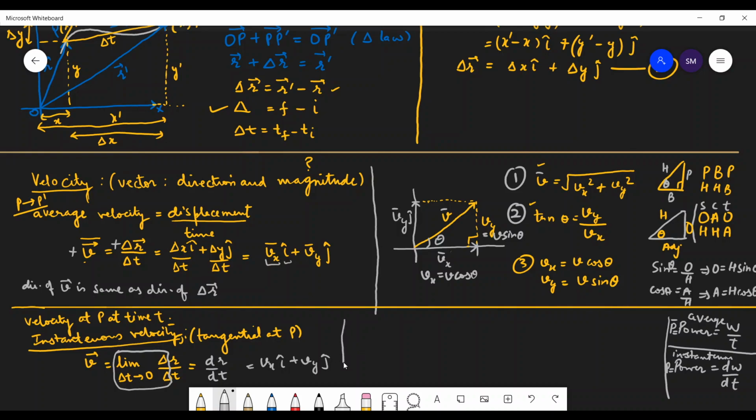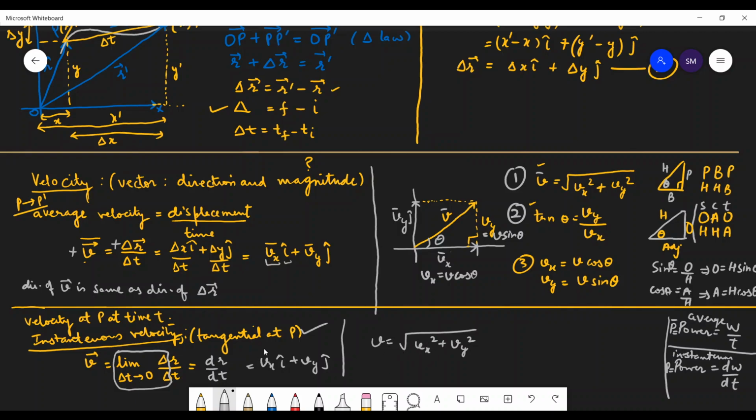Now the magnitude will be the same, there is no difference. The same formulas for magnitude apply over here, there is no issue with that. So this was about average velocity and instantaneous velocity. The direction, as I've told, is tangential, and the magnitude of instantaneous velocity will of course be the square root of Vx square plus Vy square.